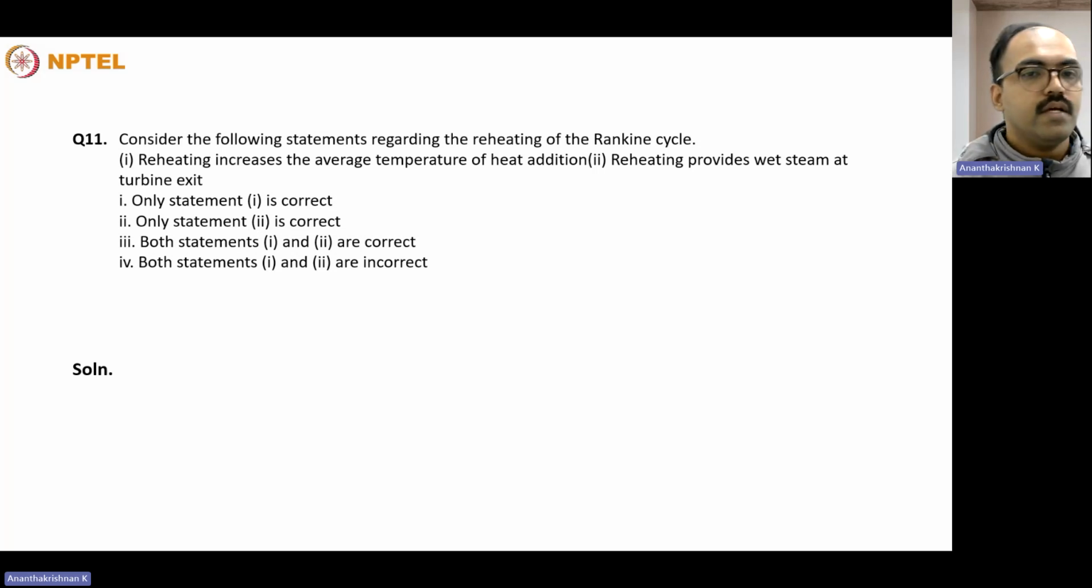It may increase or decrease. In certain cases, it can increase. So there is no surety. But the only thing that with surety we can say is that there will be an improvement in the quality or the dryness fraction of the steam at the exit.